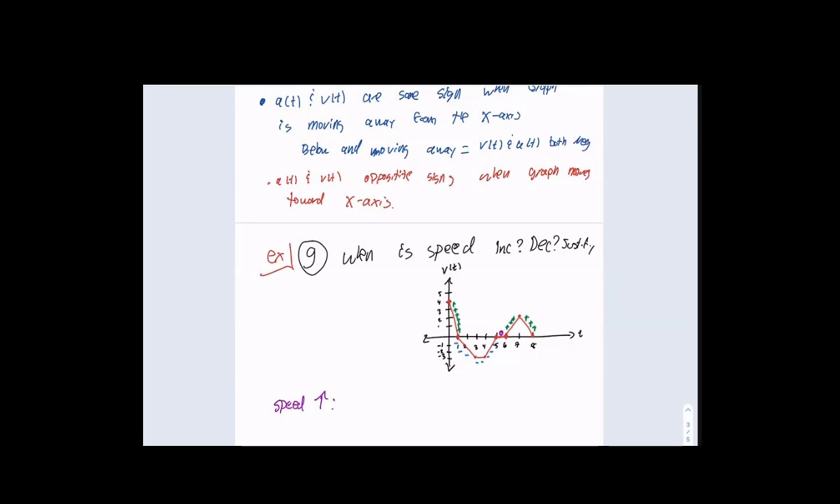So when is the speed increasing? When is the graph moving away from the x-axis? Or when are velocity and acceleration the same sign? When are they both negative? When are they both positive?